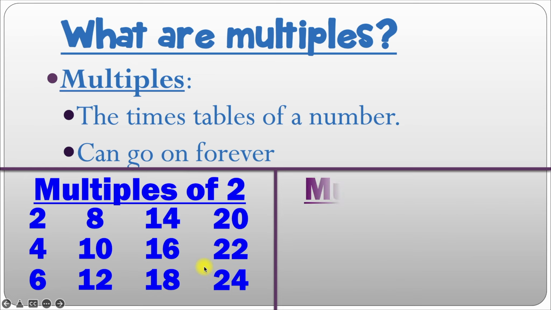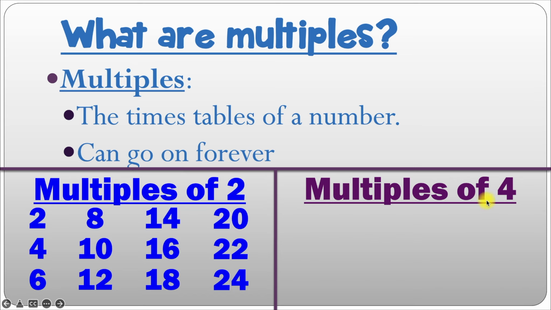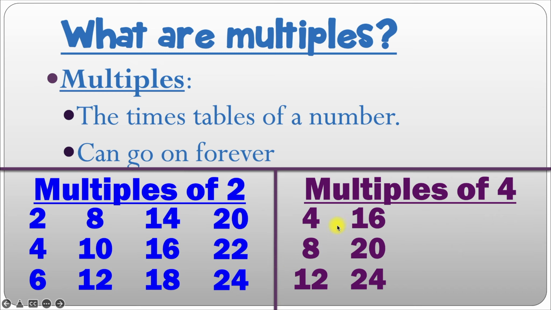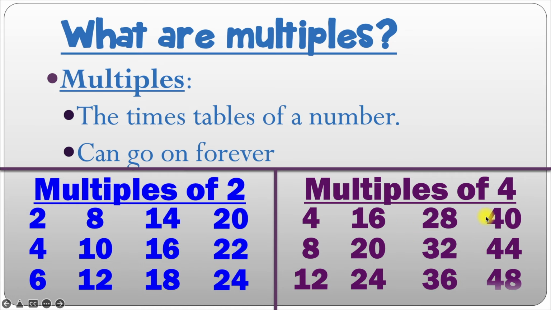How about this one? The multiples of 4. Remember that multiples are just the times tables of a number. So if we're talking about the 4's times tables, it would start off as 4, 8, 12, 16, 20, 24, 28, 32, 36, 40, 44, 48, and you may need to go on a little bit more, but that totally depends on the question that you're being asked.